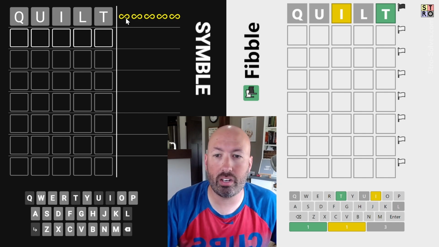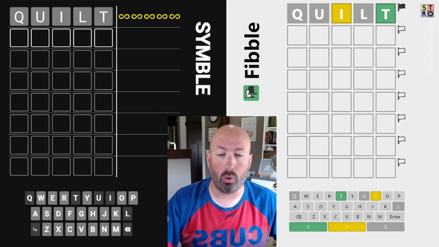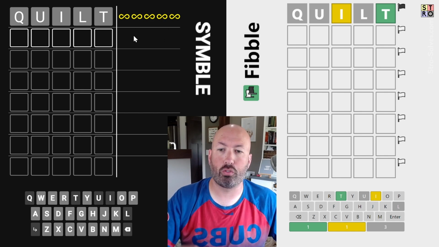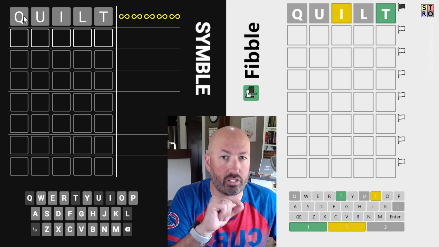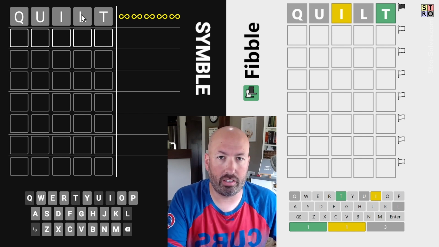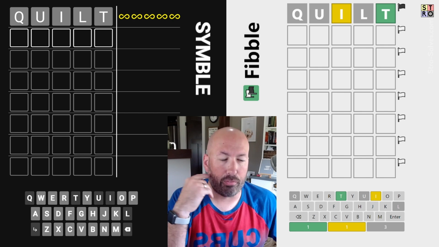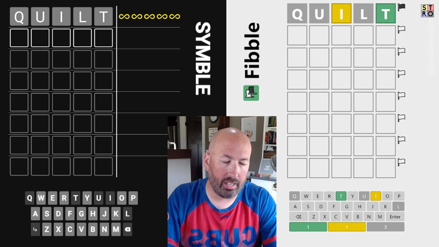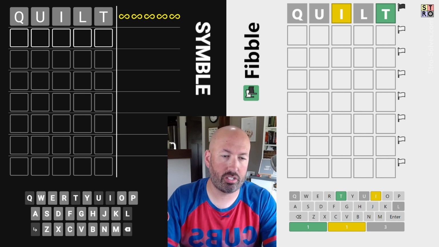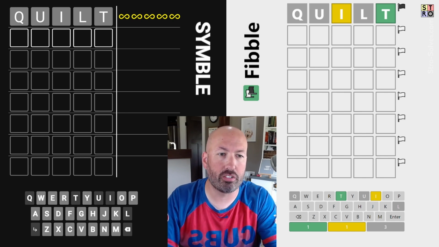Okay, so we're gonna assume that these infinity symbols are gray. Now, the interesting thing is, for Symbol, I want to do new letters, because we know from quilt that none of those letters are in the answer. But for Fibble, I want to repeat letters, because I'm looking for contradictions. So what I'm thinking is I'm gonna repeat just the yellow and the green for now for Fibble. I'm gonna repeat the I and the T.